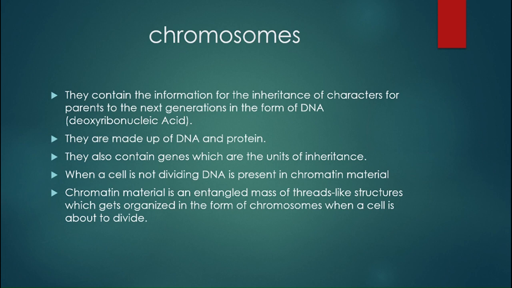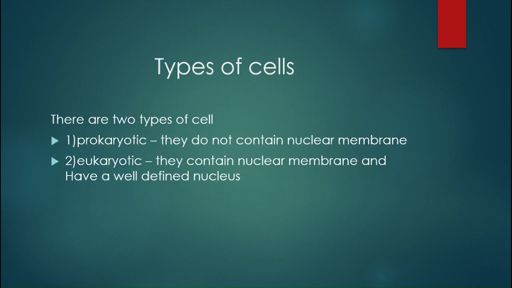So, when the cell is not dividing, the chromatin material is thread-like structure entangled in each other, and when the cell is about to divide, at that time this chromatin material comes together and gets organized in the form of chromosomes, so that the genes and the characteristics can be transferred from the parent to the offspring.